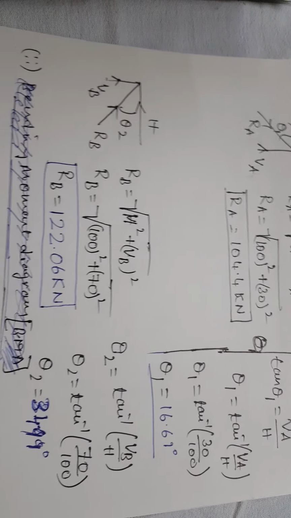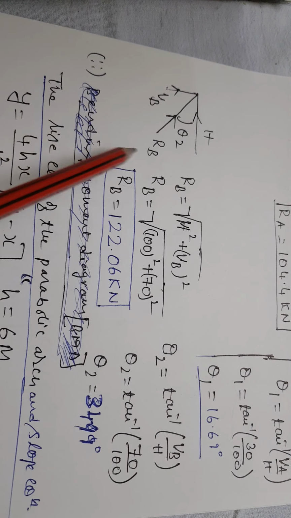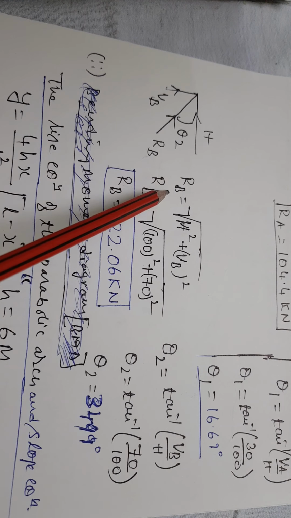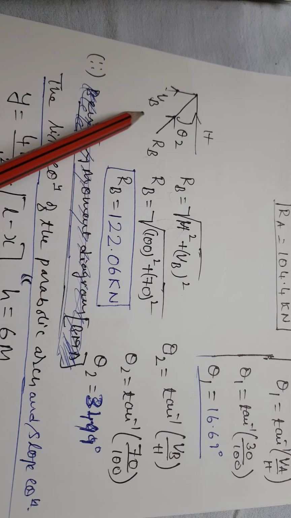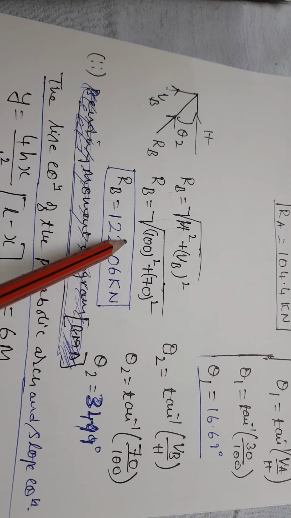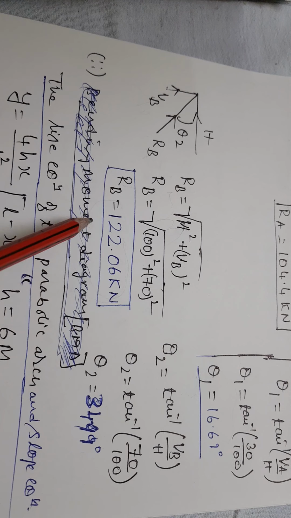Similarly, we can solve for the other one, with respect to RB, with the same procedure. RB will be equal to root of H square plus VB square. So this is its magnitude, and similarly we follow the same for the direction. If you solve up to here, that shows that you have finished the resultant part, so you have finished the reactions part.